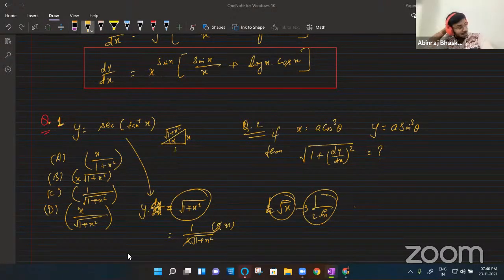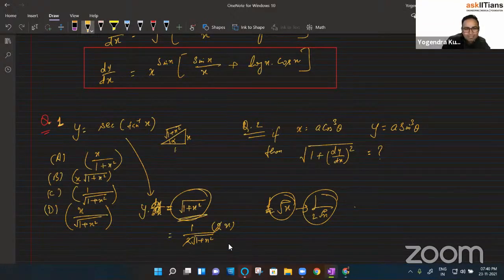Sir, the only mistake that I did was I didn't find the derivative. Okay, yeah, you need to find the derivative, then chain rule, right? You need to consider this as root of x and then apply chain rule. 0 plus this, right? That's it.